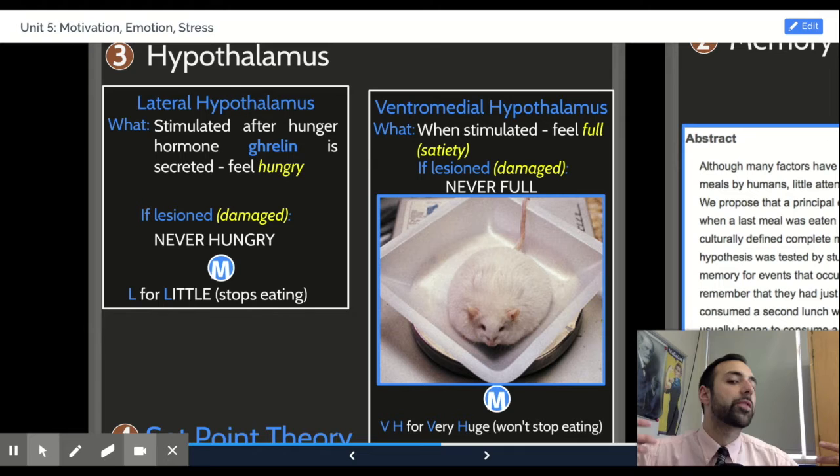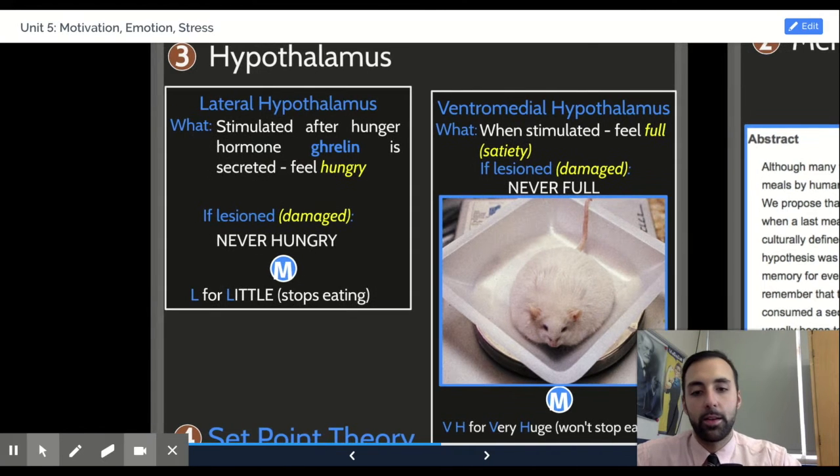If something was causing the ventral medial hypothalamus not to function properly, you could very easily eat way beyond what is necessary to sustain your energy levels and satisfy your hunger.